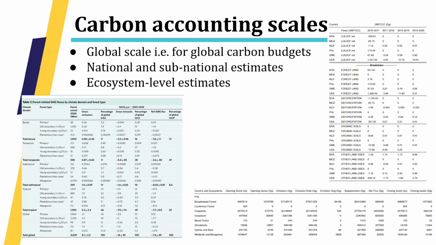The accounting scales. So you do carbon accounting, of course, globally, as I mentioned earlier, in the global carbon budgets. So it's like a big table of carbon accounts. What goes in, what goes out, what's the net flux in the biomass carbon pool. An example of that is this table on the left side, disaggregated per ecoregion and also per forest type.